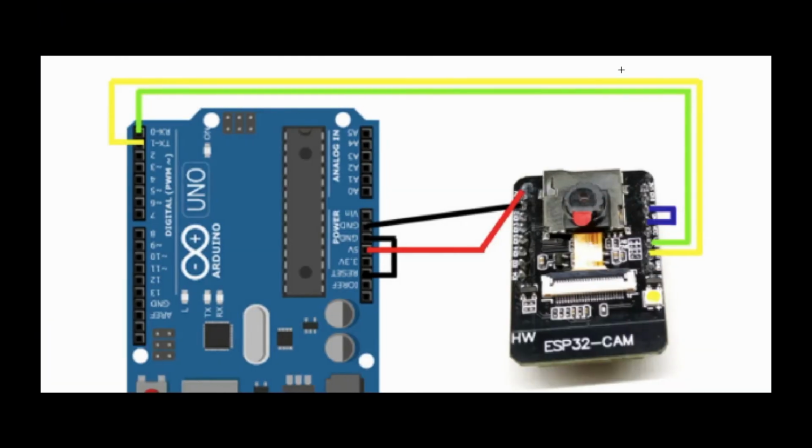Now we will see the connection of ESP32 cam with Arduino Uno, else you can use an FTDI programmer to connect it, but preferably use Arduino Uno. So these are the connections.